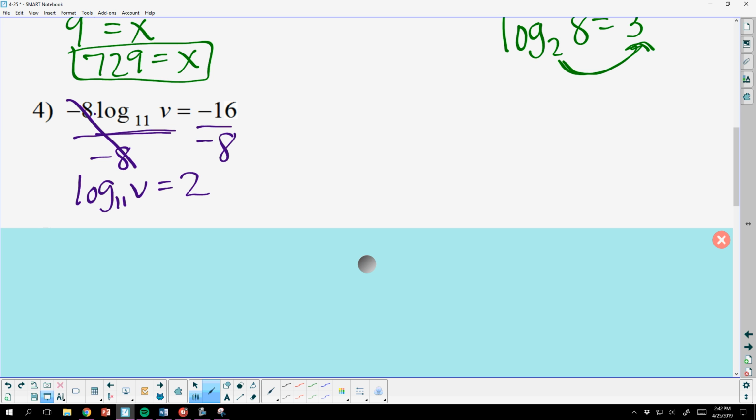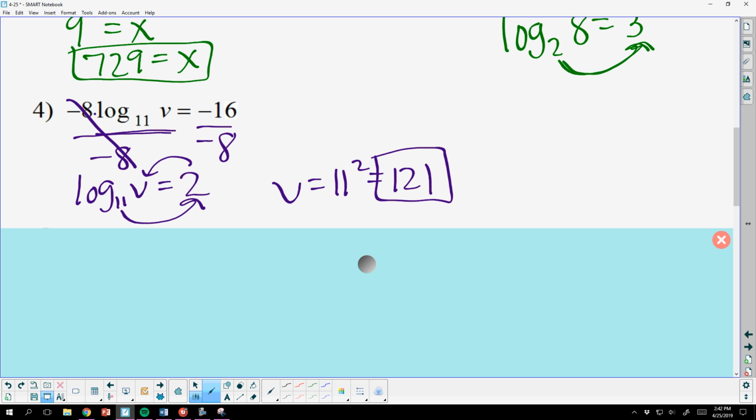So we could solve this one of two ways. We could exponentiate the equation with an 11. So 11 down here, 11 down there, right? Or if you know what a logarithm is, you can go 11 to this power equals v. So 11 squared equals v, right? So what's 11 squared? 121. All right.